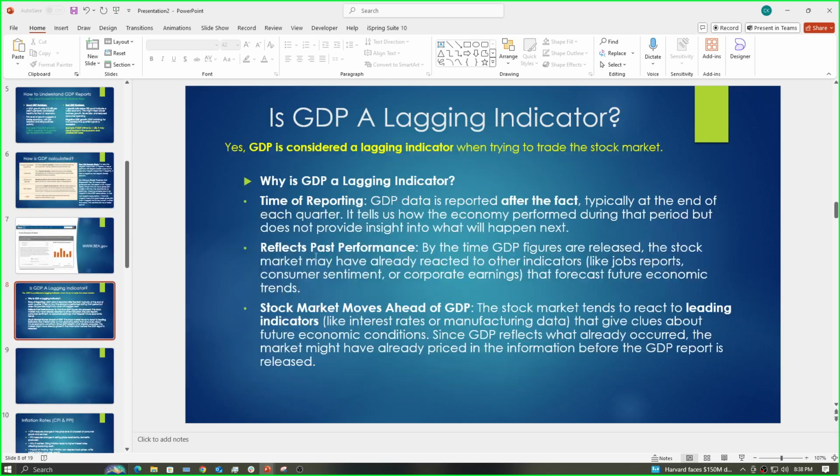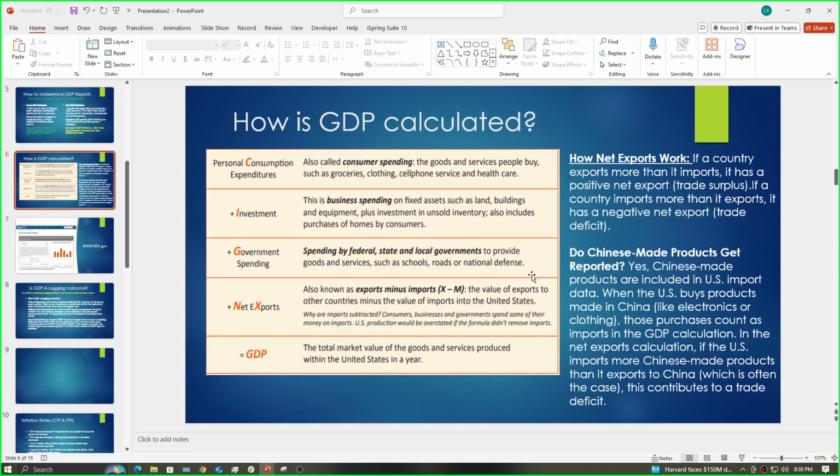Last but not least, you have your net export, also known as exports minus imports. Right. So the value of exports to other countries minus the value of imports into the United States. Now this is a little tricky, because I'm gonna break this down for you guys.